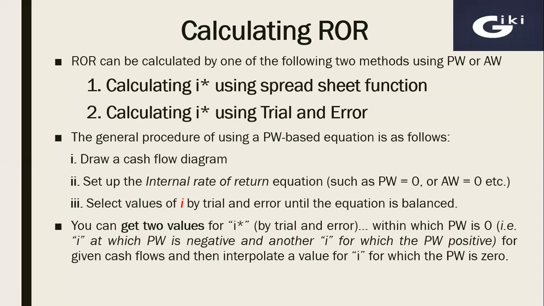You can get two values for rate of interest by trial and error between which present worth is zero. For example, a rate of interest at which present worth is negative and another for which the present worth is positive for the given cash flows, and then interpolate a value for rate of return at which the present worth is zero.